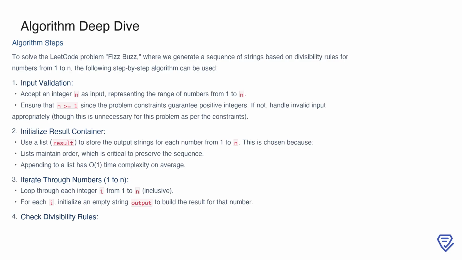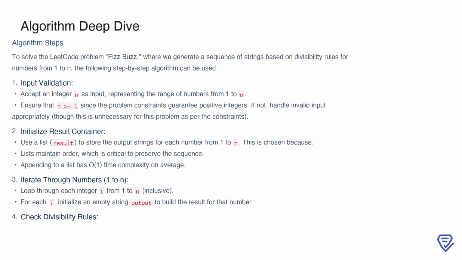While the problem guarantees that n will always be a positive integer, it's good practice to ensure n is at least 1 and handle invalid inputs if necessary. Next, we prepare to store our results by initializing a list called result. This list is ideal for holding the output strings because it maintains the sequence of numbers, ensuring the order is preserved. Additionally, appending elements to a list is efficient, with an average time complexity of O(1).